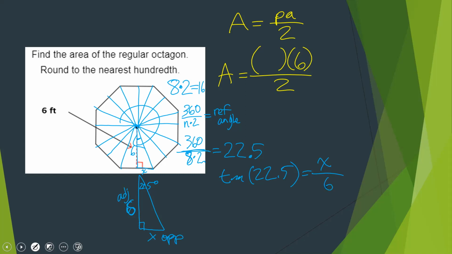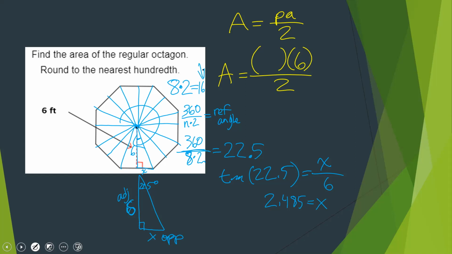So solving this trig function, I'd have to multiply because I'm dividing, so x is going to be equal to 6 times the tangent of 22.5. I'm going to double check I'm in degree mode, and I am. And 2.485 is going to be my x value. Okay, how many of those x values do we have all the way around the shape? Remember, that's half of your side. You have 8 sides. So again, we're going to use that 16.